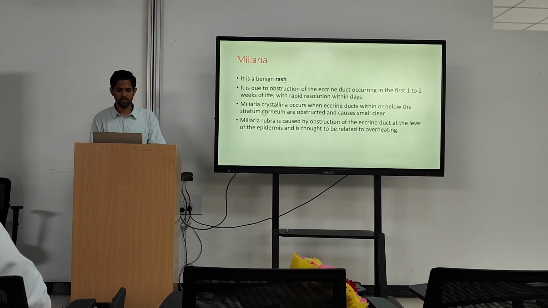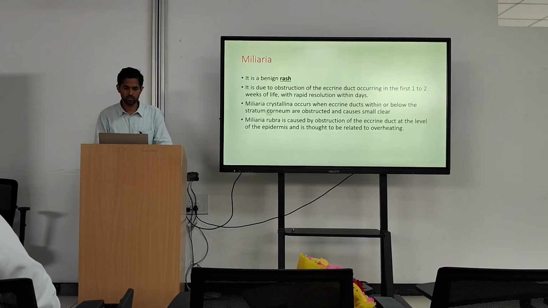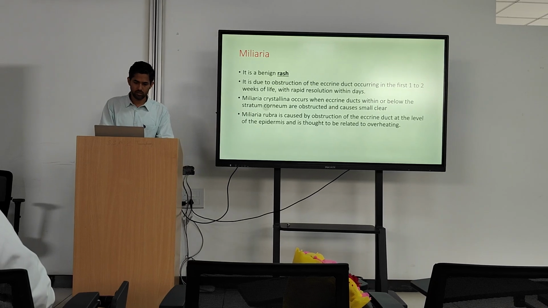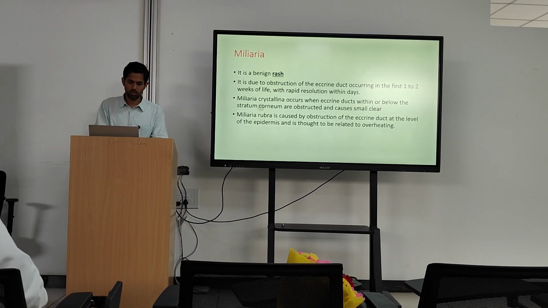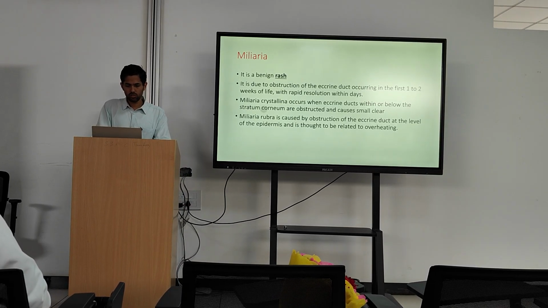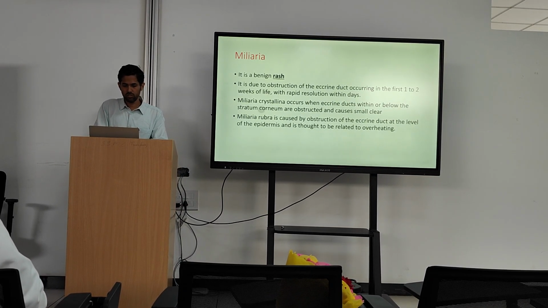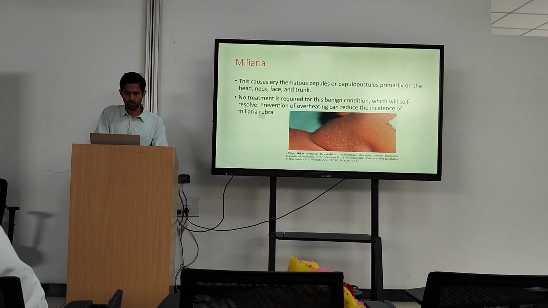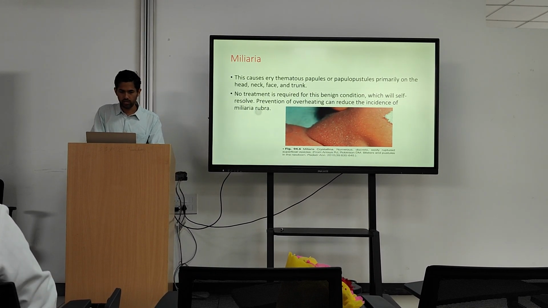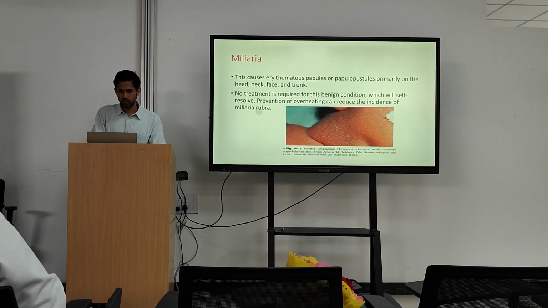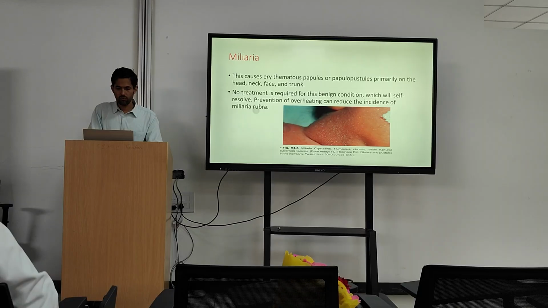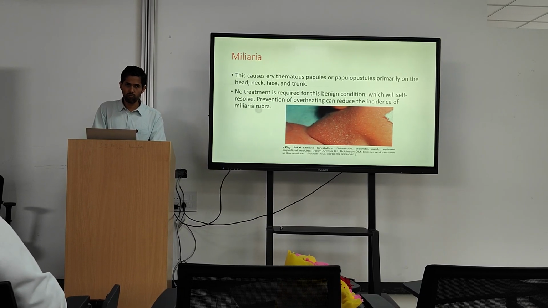It's due to obstruction of the eccrine duct occurring in the first 1 to 2 weeks of life with rapid resolution within days. Miliaria crystallina occurs when eccrine ducts within or below the stratum corneum are obstructed and causes small vesicles. Miliaria rubra is caused by obstruction of eccrine ducts at the level of the epidermis and thought to be related to overheating. This causes erythematous pustules or papulopustules primarily on the head, neck, face and trunk. No treatment is required for this benign condition which will self-resolve. Prevention of overheating can reduce the incidence of miliaria rubra.